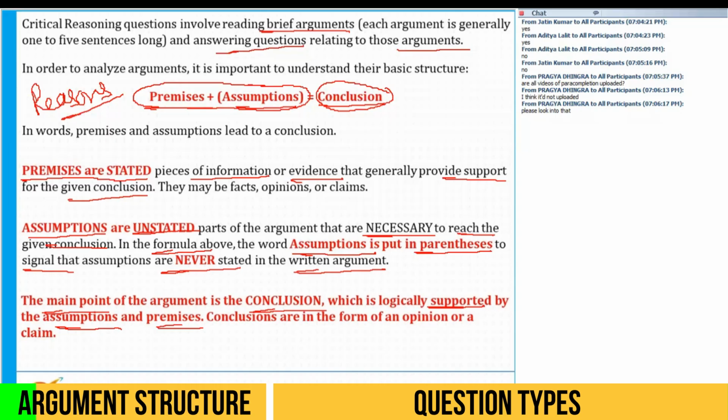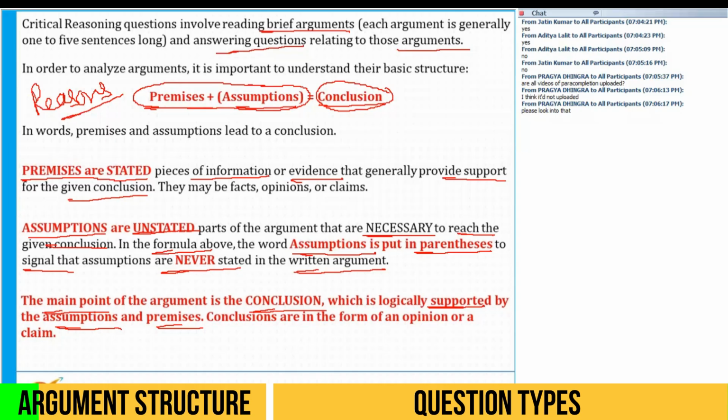Almost every question will ask you to do something about the conclusion. It will ask you to strengthen the conclusion, weaken the conclusion, or find out the assumptions of the conclusion. So it is very important that you understand what the conclusion is. Most of the time, conclusions are fairly easy to identify. You can very easily understand the conclusion of that particular paragraph.